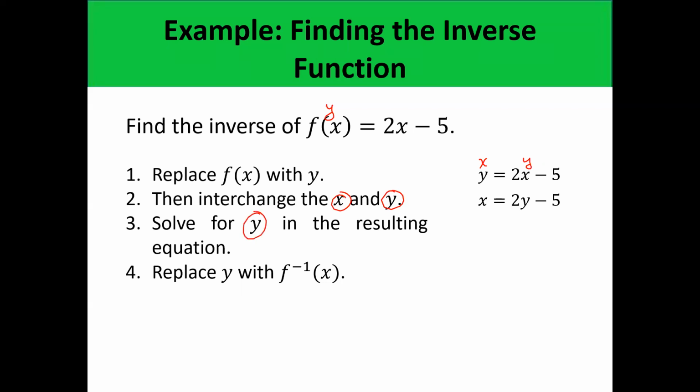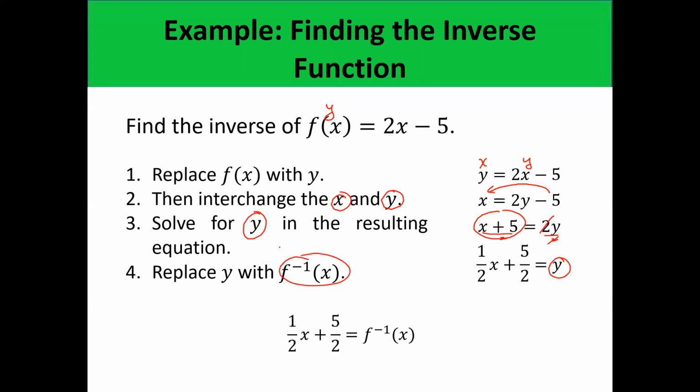And then we solve for y in the resulting equation. So we have to transpose the negative 5, and we get x plus 5 equals 2y. And then we divide both sides by 2. Dividing by 2 will give us 1 half x plus 5 over 2, which is equal to y. And then we replace y by f inverse of x. So that's the inverse of the function 2x minus 5. This example is the one that we encountered in the previous slides.